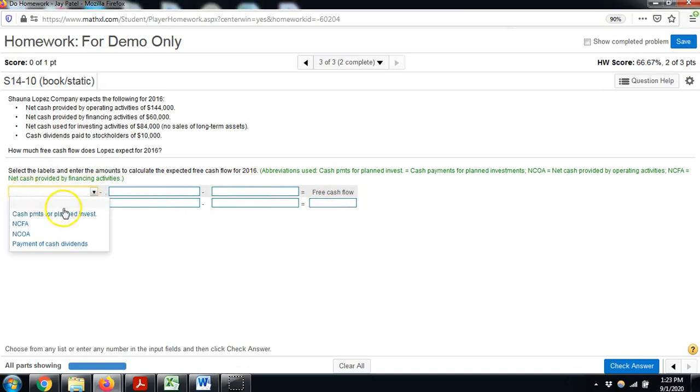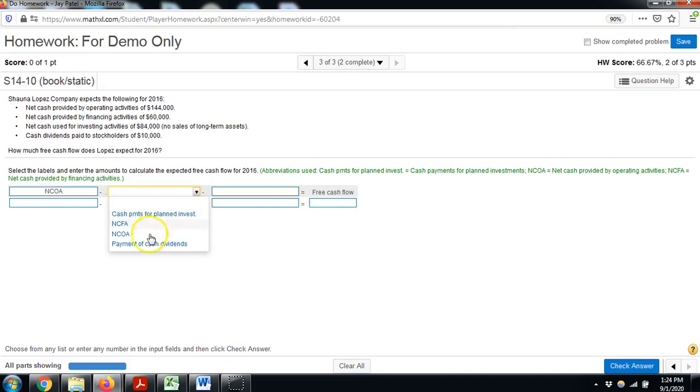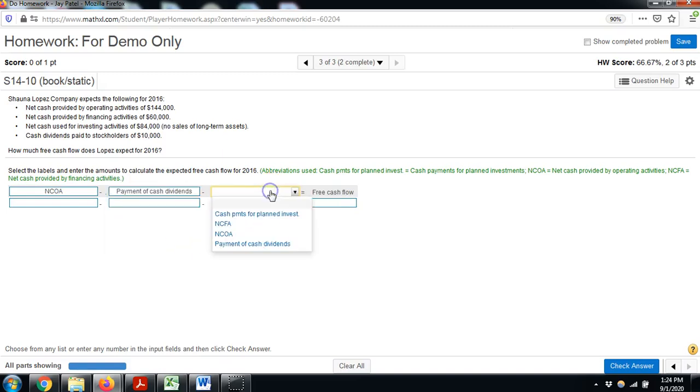So you basically take your net cash flow from operations, which we look at these options. Net cash flow from operating activities, that's what NCOA stands for. And then you're going to have your basically payment of cash dividends. You're going to have to subtract that out. And then you have your cash payments for planned investment. So that is the definition.